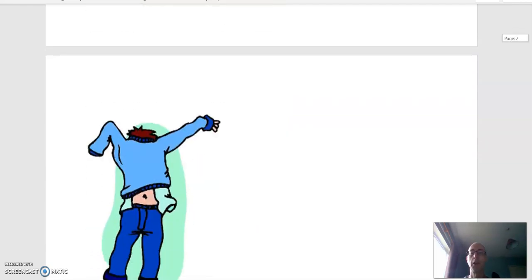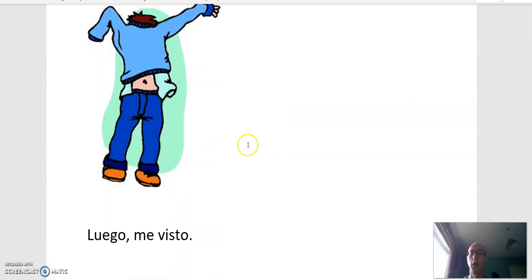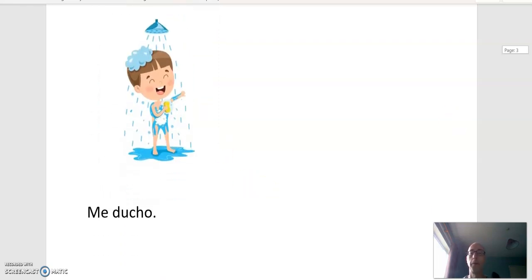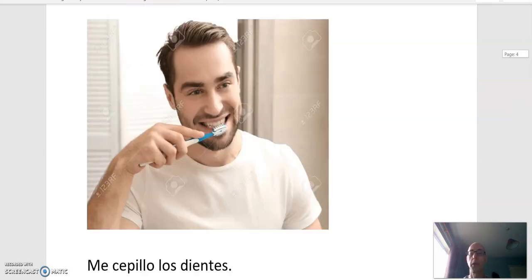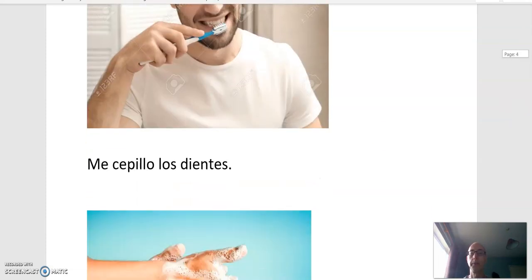We continue with the reflexive verbs. Luego, me visto. Luego means and then. Me visto. Literally, I get myself dressed. I dress myself. Me ducho. So showering is also a reflexive verb. Let's look at the last one.